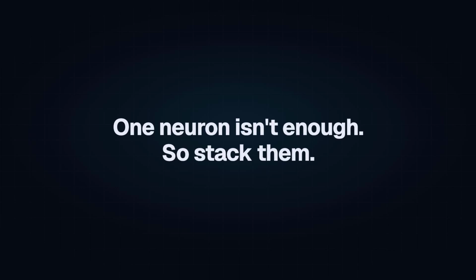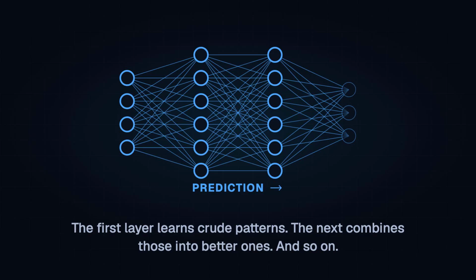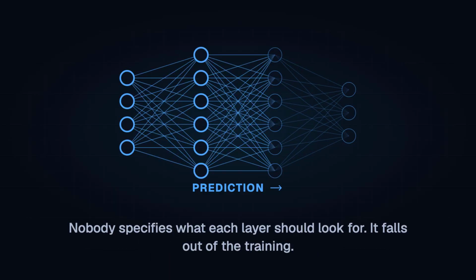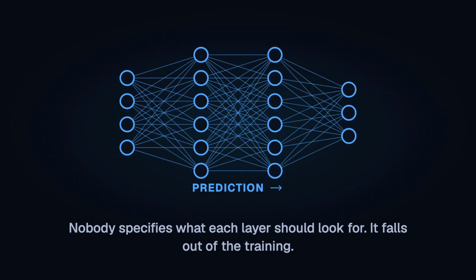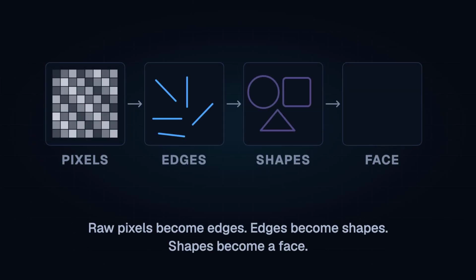One neuron isn't enough, so stack them. The first layer learns crude patterns. The next combines those into better ones, and so on. Nobody specifies what each layer should look for. It falls out of the training. Raw pixels become edges, edges become shapes, shapes become a face.